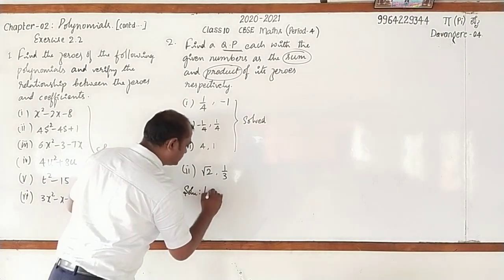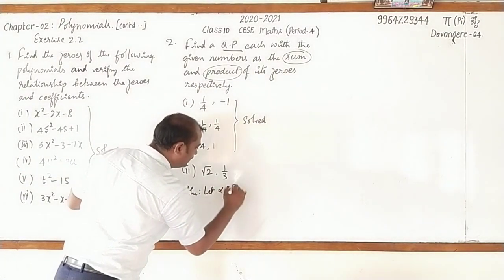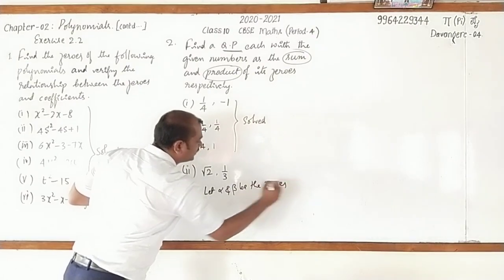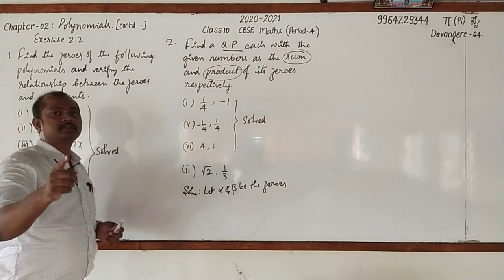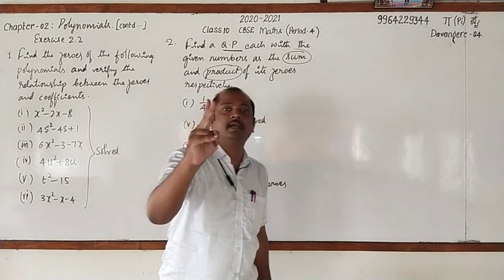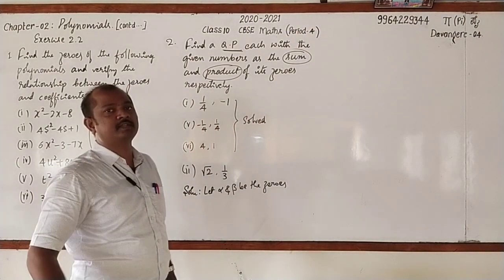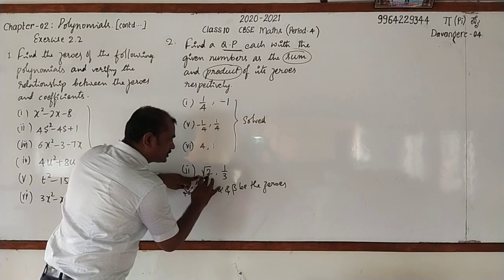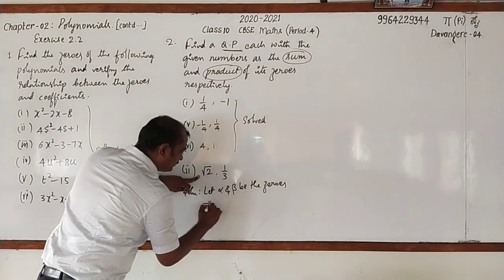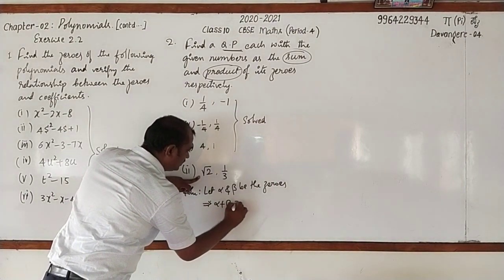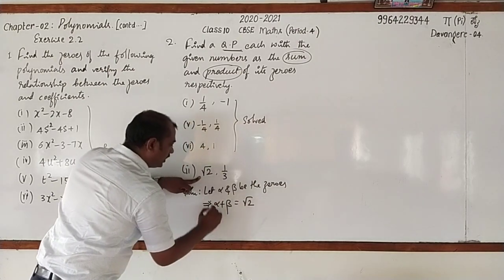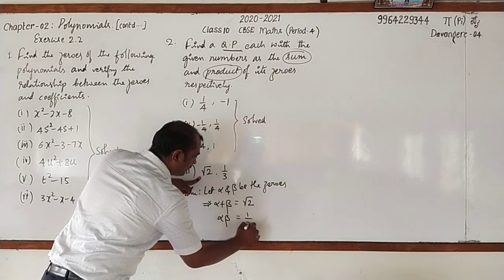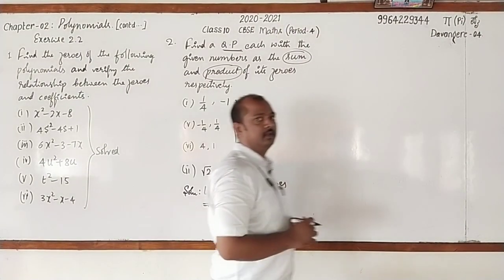So here I will write, let alpha and beta be the zeros. Why have I taken only alpha and beta? Because a quadratic polynomial has two zeros. One is alpha and the second one is beta. Then root 2, the sum of zeros, is nothing but alpha plus beta, equal to root 2. And 1 by 3, the product of zeros, alpha into beta, is equal to 1 by 3.